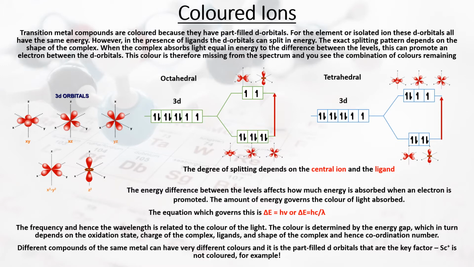But our x squared minus y squared also has 4 lobes. The key thing here is that our lobes point along the axis directions. So the x squared minus y squared orbital lies along the x and y axes, not in between them, along the axes. And our z squared orbital lies along the z axis. So essentially you can split that into the 3 orbitals that lie between the axes and the 2 that lie on the axes. And this is really important because our energy splitting depends on the shape of the complex.